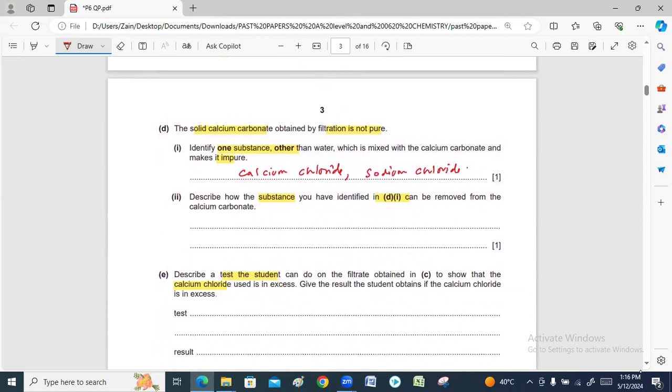So what will be done? Add distilled water on the residue to remove the traces of soluble salts.